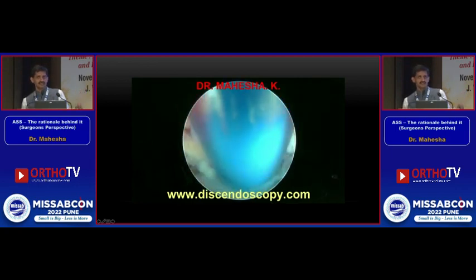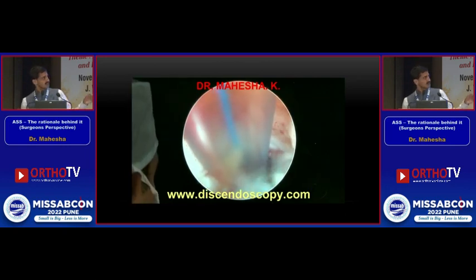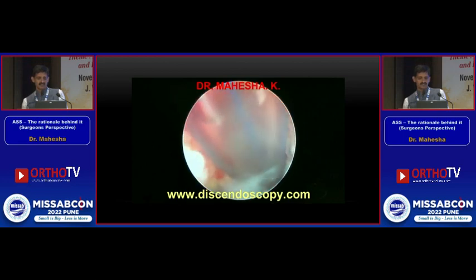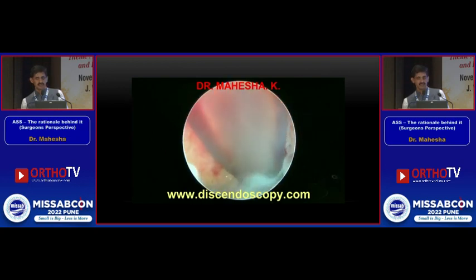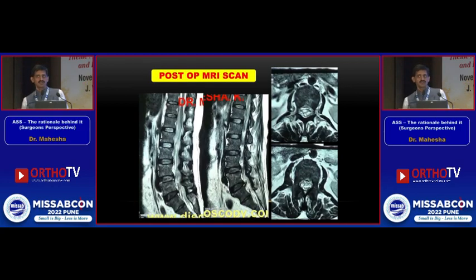So this was done transforaminal. We used a pediatric Ryle's tube here, which was passed under the dura, extended proximally. You can see the pus coming out through the abscess, through the Ryle's tube. You can see the pus being drained, and the Ryle's tube is left as a drain. This was published in JMISST, and this is a post-operative MRI scan. Patient made complete recovery with a 7 mm incision. This is the beauty of endoscopic surgery.